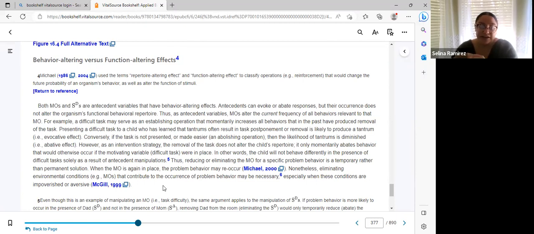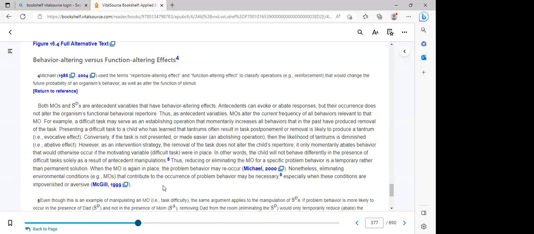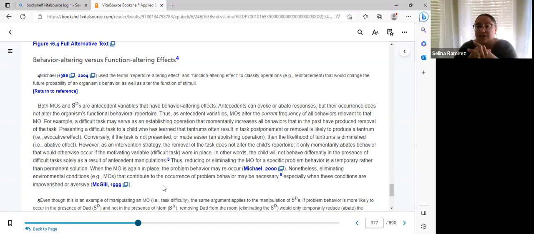Nonetheless, eliminating environmental conditions that contribute to the occurrence of problem behavior may be necessary, especially when those conditions are impoverished or aversive. So let's think about a child who elopes. The child engages in elopement behaviors. This is why, as a BCBA, it's your job to make sure that you have antecedent-based strategies and consequence-based strategies.